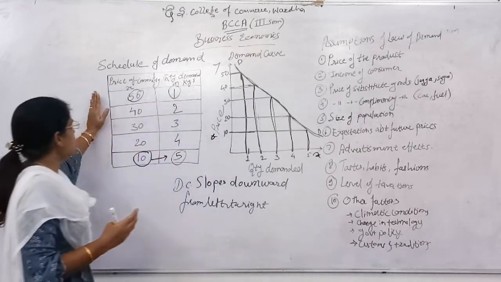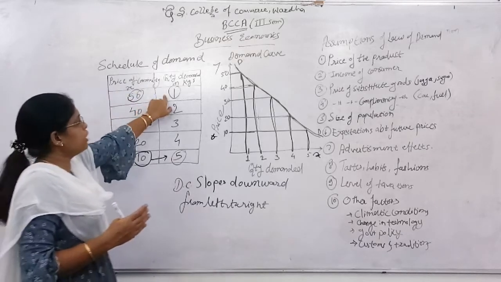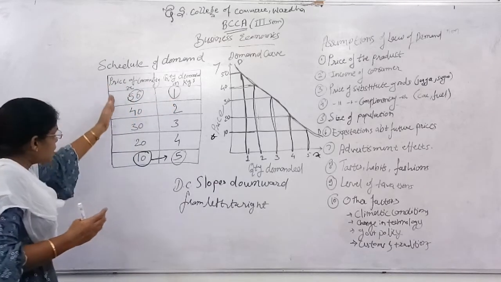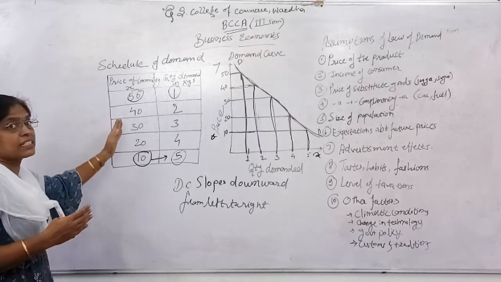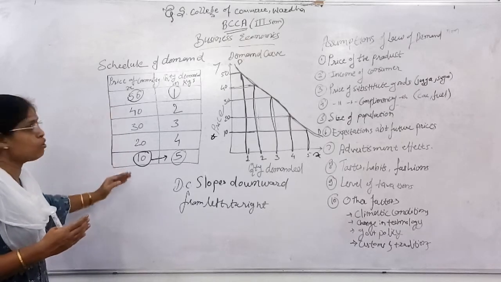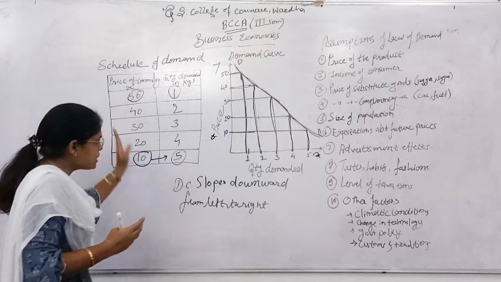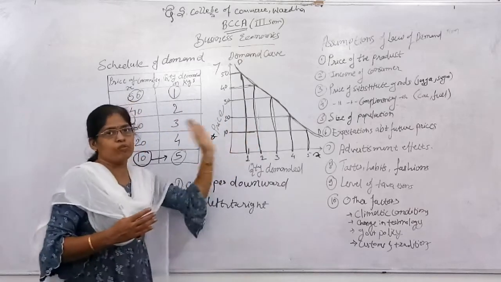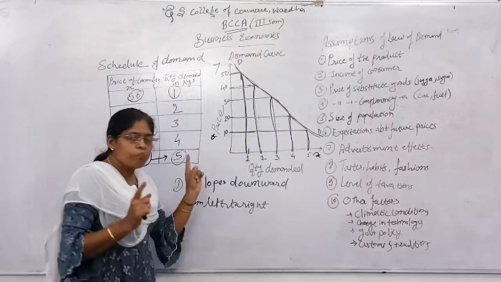What does the schedule say? When the price is 50, quantity demanded is only 1. But as the price comes down, when the prices are reducing, the demand is high, and the same is reflected with the help of this curve. Now I hope this is clear.